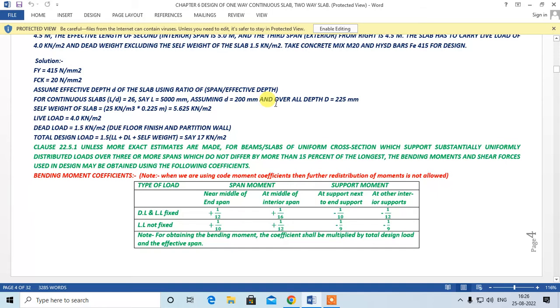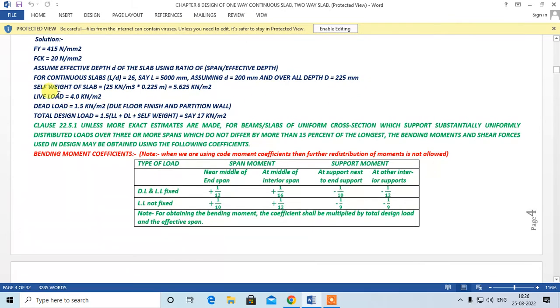So half of that is 5 and 20 is the clear cover. So my overall depth is 200 plus 5 plus 20, that is 225, right? So I can find the self weight of the slab, which is 5.625 kilonewton per meter square. Live load given is 4 kilonewton per meter square. Dead load given is 1.5 kilonewton per meter square due to floor finish and partition wall. That is furniture, partition wall.